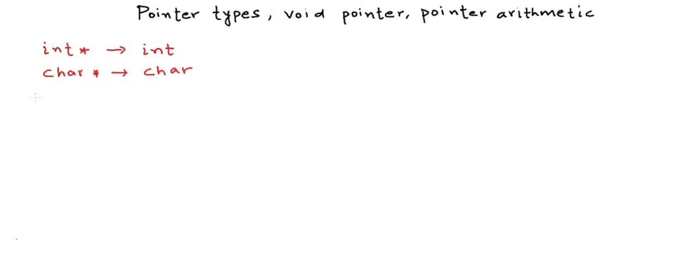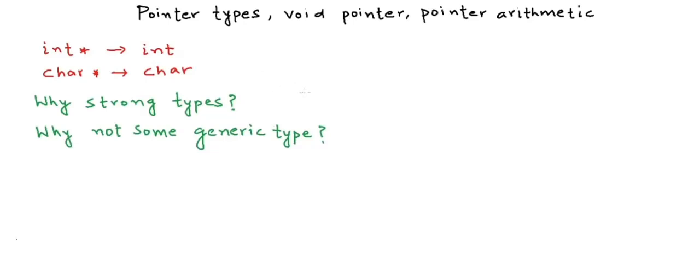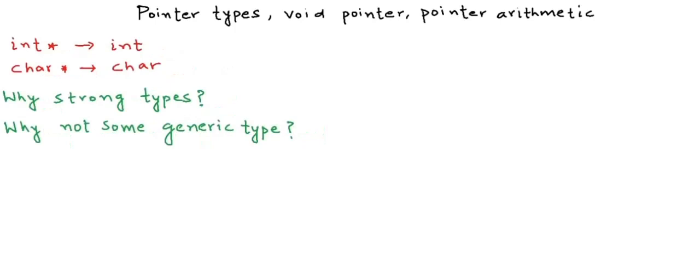But why do we need these strong types? Isn't it that the pointer variables just store the address of the variable? So why couldn't we have just one type that will be some generic type to store the address of all kinds of variables? And the answer is that we do not use the pointer variables only to store memory addresses, but we also use them to dereference these addresses so that we can access and modify the values in these addresses.